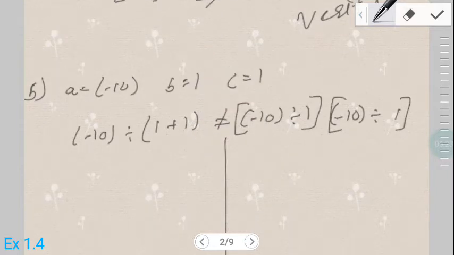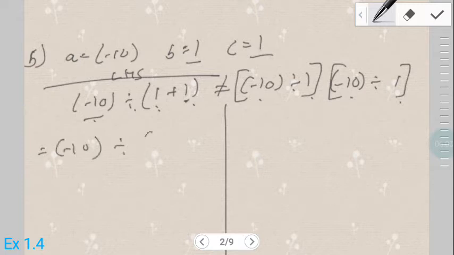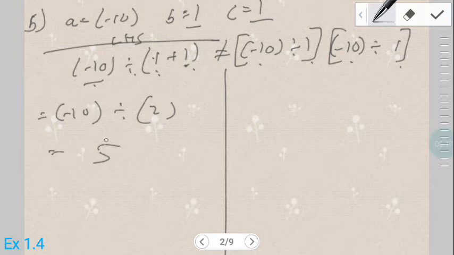In the b, here also with the same process, a divided by b plus c, a divided by b, a divided by c. So here we have a is minus 10, b is 1 and c is 1. So let's perform the left hand side. So we will get minus 10 divided by 1 plus 1 is 2. So 10 divided by 2 I will get 5, and minus plus minus, so minus 5.